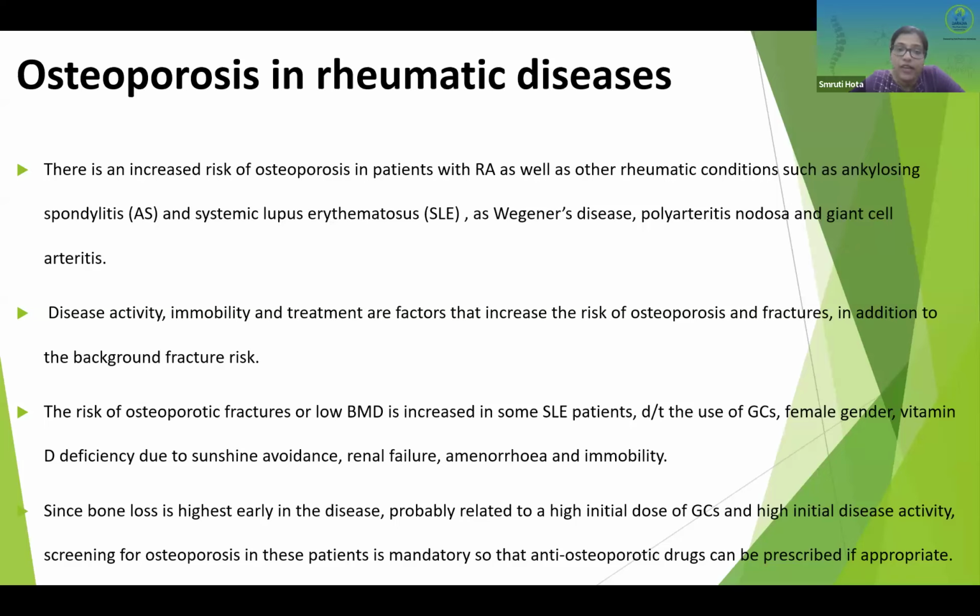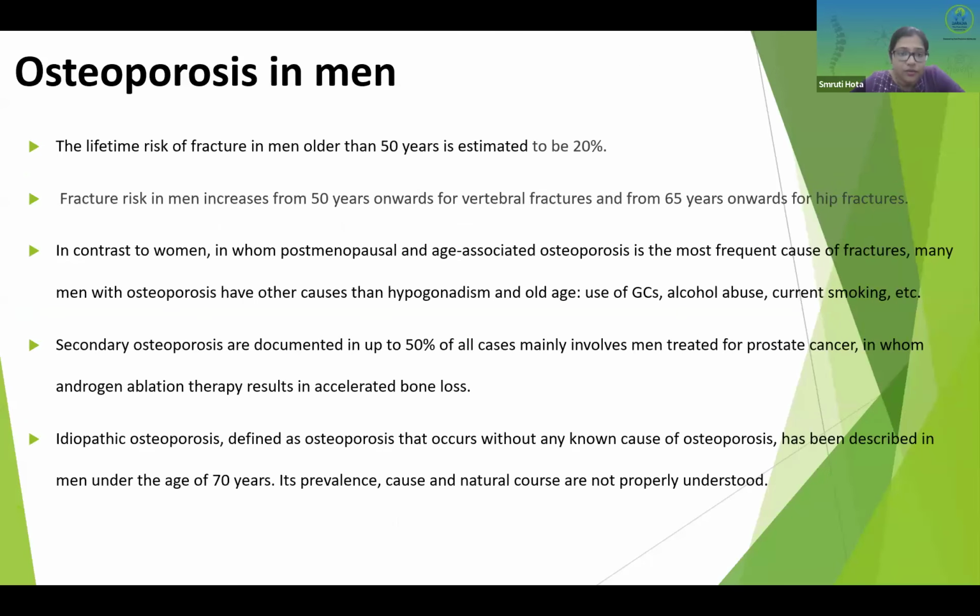We should identify those risks before they fracture, or initiate anti-osteoporotic therapy when appropriate, whether that is calcium, vitamin D, bisphosphonate or any other agent, depending upon the patient's profile. In patients with rheumatic disease, osteoporosis is not a comorbidity, it is a consequence of both the disease and also the treatment. So we have to do early intervention in this kind of patient.